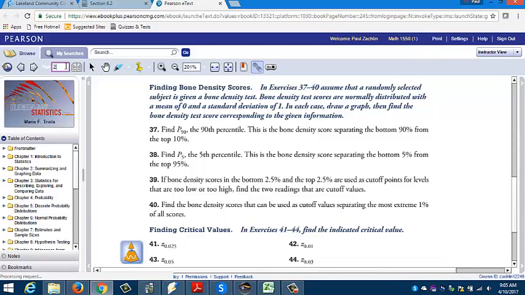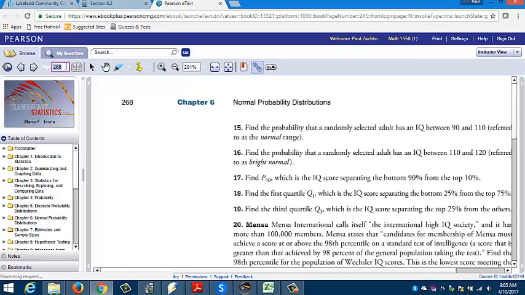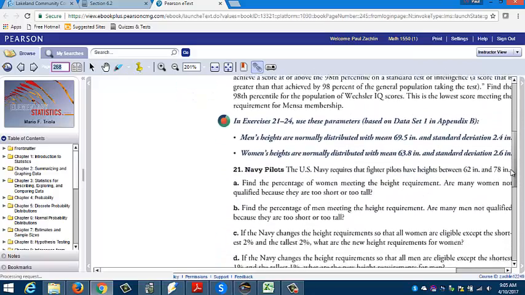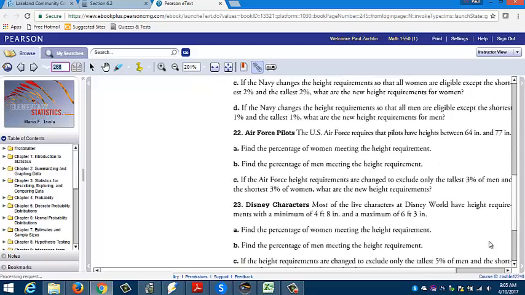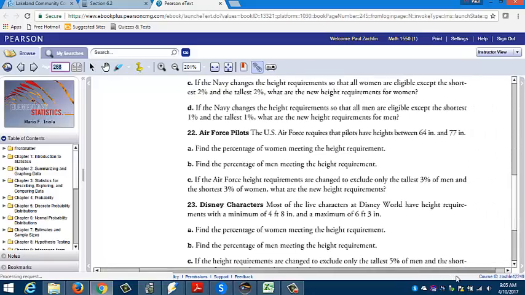268 has some good problems. And so as an example for you, I thought I might start with problem 22. They're talking about Air Force pilots. And you might say, well, why? What do Air Force pilots have to do with what we're studying now? Well, the fact is, things like height and weight, if you were to graph all the possible heights, all the possible weights that people have, you get a really nice bell curve. Matter of fact, there's some information here at the top which helps.